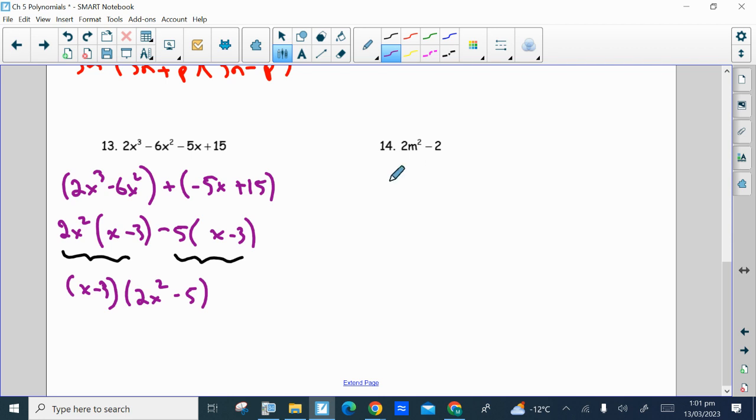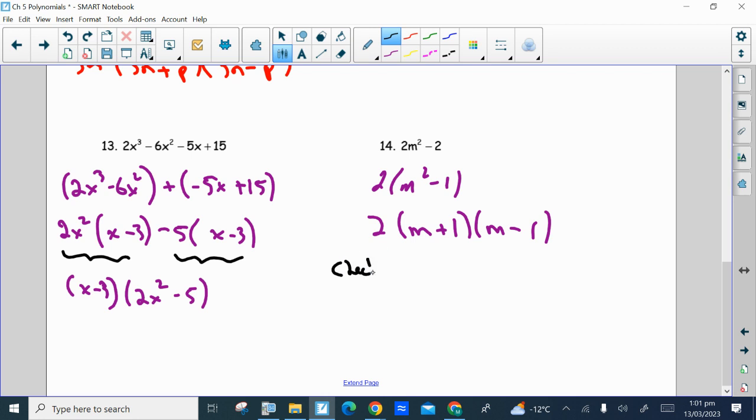Question 14. There is a common factor there, a common factor of 2, which leaves you with m squared minus 1. To get that m squared minus 1, you divide each of those terms by the common factor of 2. And m squared minus 1 is a difference of squares because it's a binomial. There's a minus sign in between, and they're both perfect squares. The square root of m squared is m. The square root of 1 is 1. One's a plus, one's a minus.